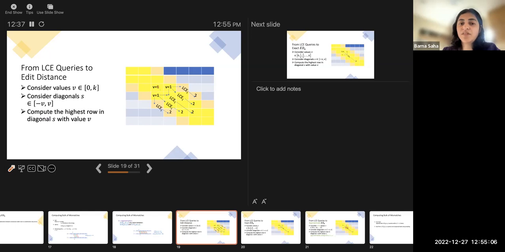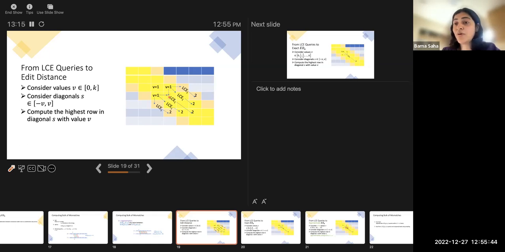So for example, suppose you are looking at the main diagonal here, and you know the highest row where the value v equal to 1 has appeared is over here, and similarly for the 2 neighboring diagonals. Now you want to compute the highest rows in the diagonals minus 2 to 2 for value 2. So how do you do so? You look at the main diagonal. If you're here, you take a substitution and you come over here. If you're here, you do an indel and you come over here. Similarly, if you're here, you do an indel, you come over here. So for all these 3 cases, you come over here.